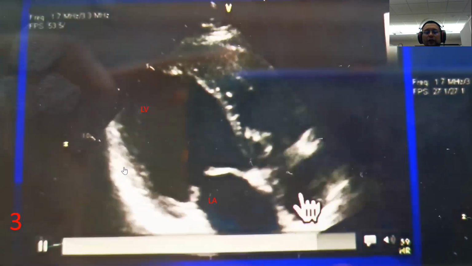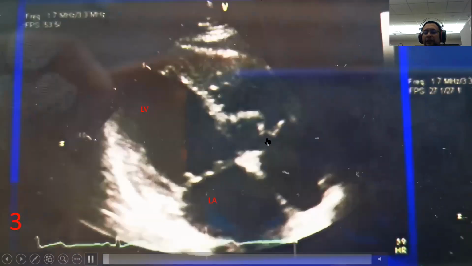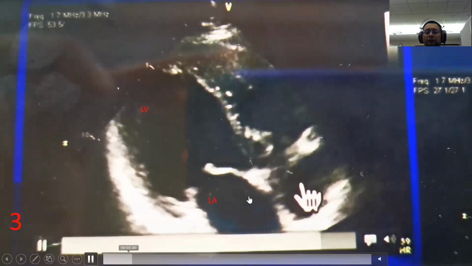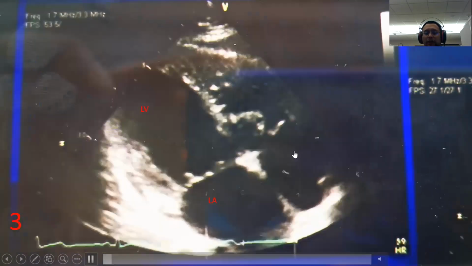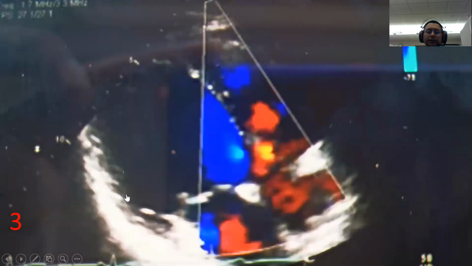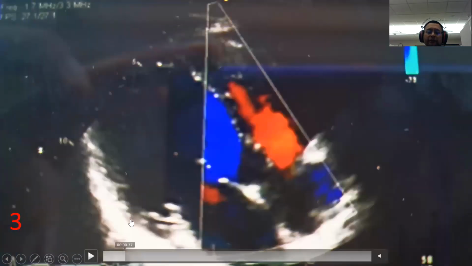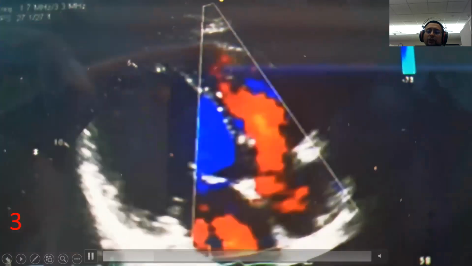Ventricular aneurysm. So you can see something wrong here at the region of the ventricular septum, and you can see a little bit of aorta there. So this might be like an apical 5-chamber view. Now look at the color flow. Any comment on the color flow? Anyone can say whatever they want.